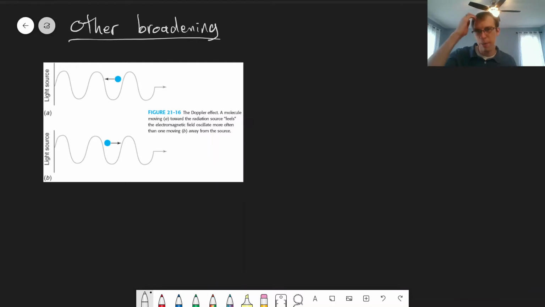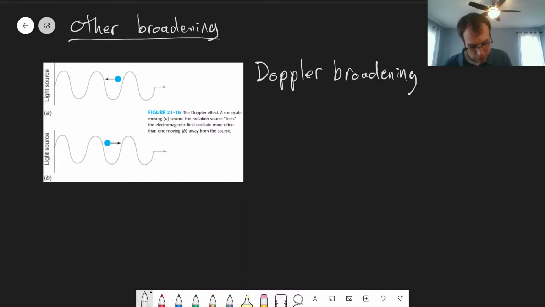We have a couple other common effects that lead to the line widths being broader than just strictly what the natural line width would be for a transition. The first that we're going to talk about is what's called Doppler broadening. And this is based on the Doppler effect. And you're familiar with the Doppler effect. You've probably heard the Doppler effect in terms of sound.